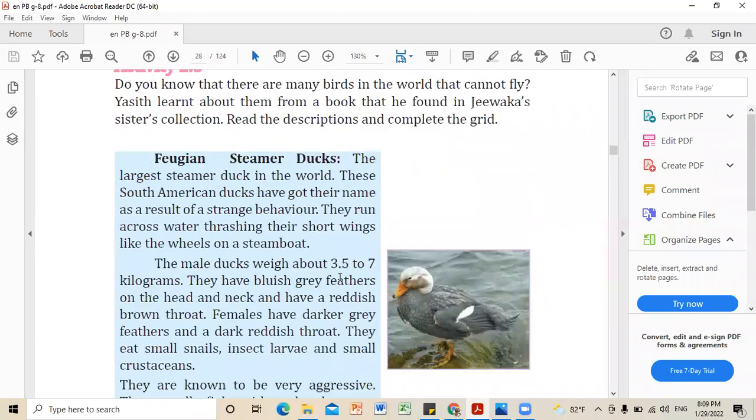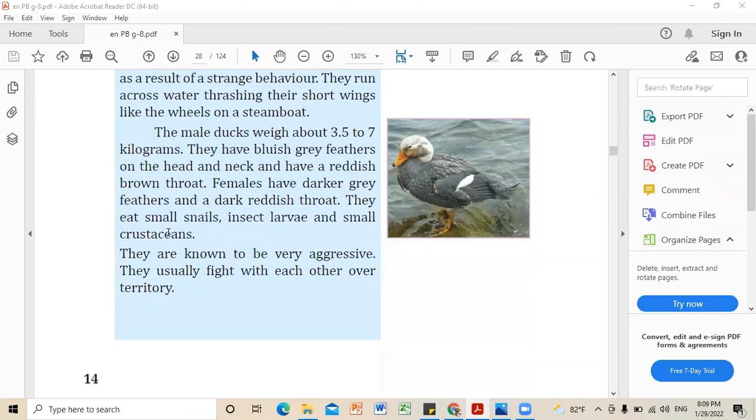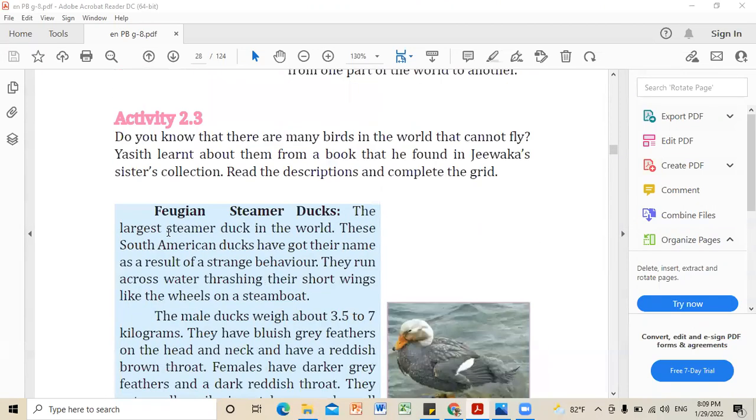Right. So now we will move on to activity 2.3. This is your pupils book, activity 2.3, page number 14. Do you know that there are many birds in the world that cannot fly? Yasit learned about them from a book that he found in Jivaka's sister's collection. Read the descriptions and complete the grid.